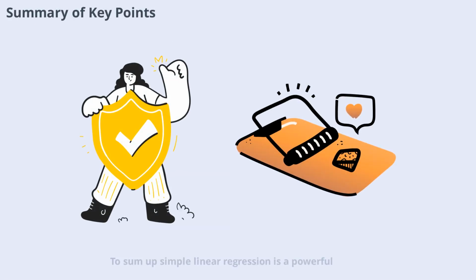To sum up, simple linear regression is a powerful tool for modeling relationships between two variables. By understanding its components, assumptions, and applications, you can use it effectively in a wide range of fields. Remember to check assumptions, interpret results carefully, and communicate your findings clearly.